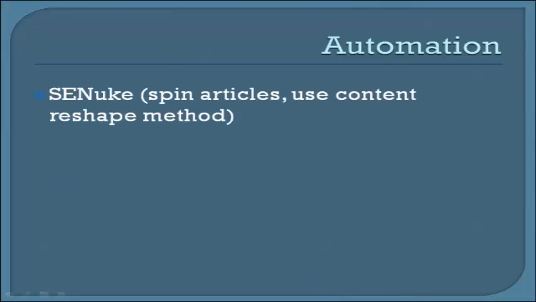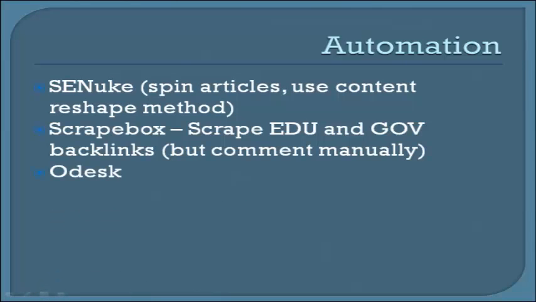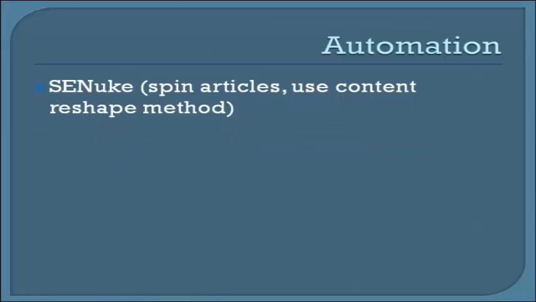Let's talk about automation. Now that you understand the concept of content reshaping, you've got your article, your video, your podcast, your blogs, your different types of media, you can actually automate most of that stuff. You can either outsource it, so odesk.com, or you can use a program like SE Nuke. You can take an article, spin the article, use the content reshaping method, and then pretty much get tons and tons of quality backlinks. Now, just keep in mind that when you spin articles, you need to know what you're doing.